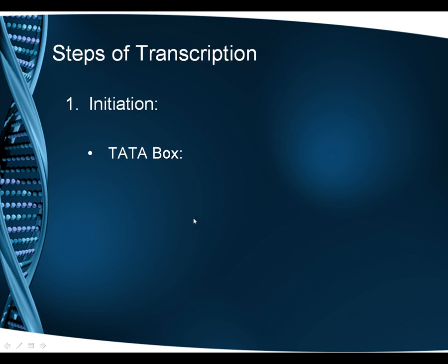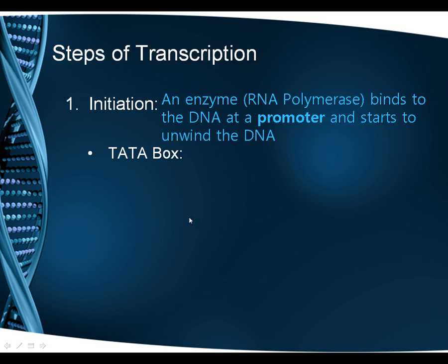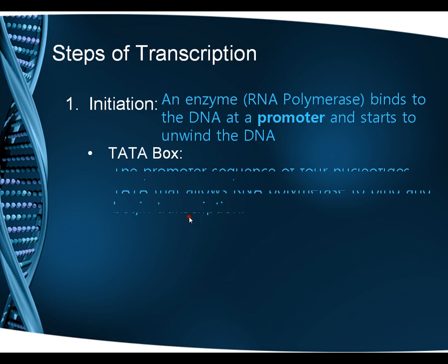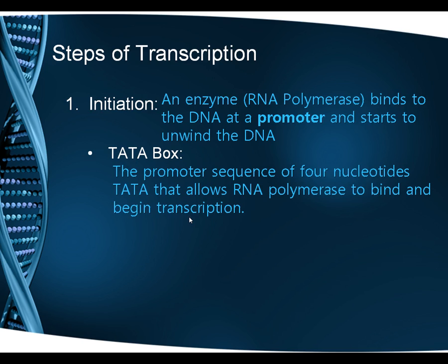Step 1 is initiation. This is how we're going to start the process of transcription. RNA polymerase, along with some other transcription factors, bind to the DNA at a promoter site. The TATA box is simply this promoter sequence. The TA nucleotides are what allow the RNA polymerase to bind and tells it where to begin transcription.